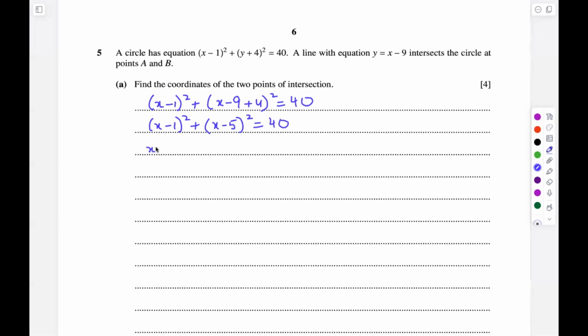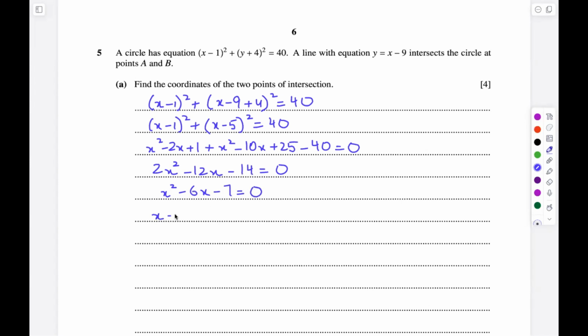Expanding both the sides, we'll get x squared minus 2x plus 1, plus x squared minus 2 times x times 5, which is 10x, plus 25. And then we can bring the 40 to this side, so this will become minus 40 equals 0. x squared plus x squared will become 2x squared. Minus 2x minus 10x will become minus 12x. And we have 1 plus 25, which is 26. 26 minus 40 will become minus 14 equals 0. We can simplify this and write it as x squared minus 6x minus 7 equals 0.